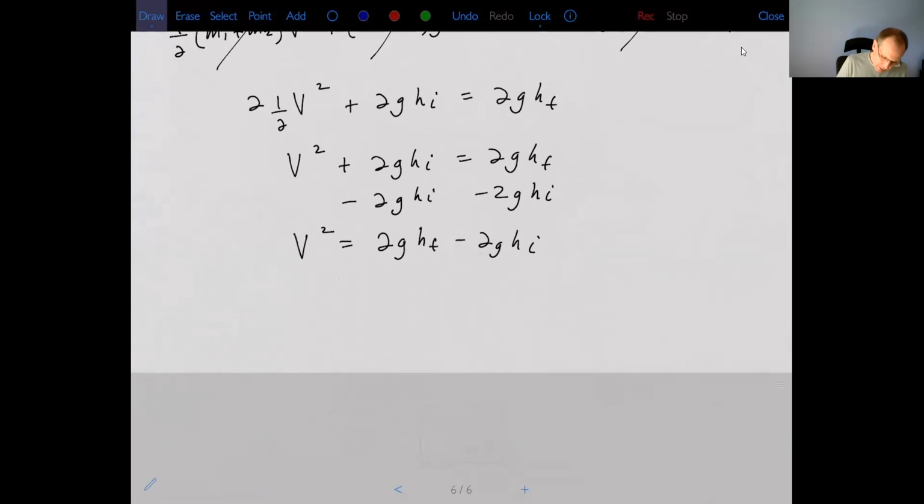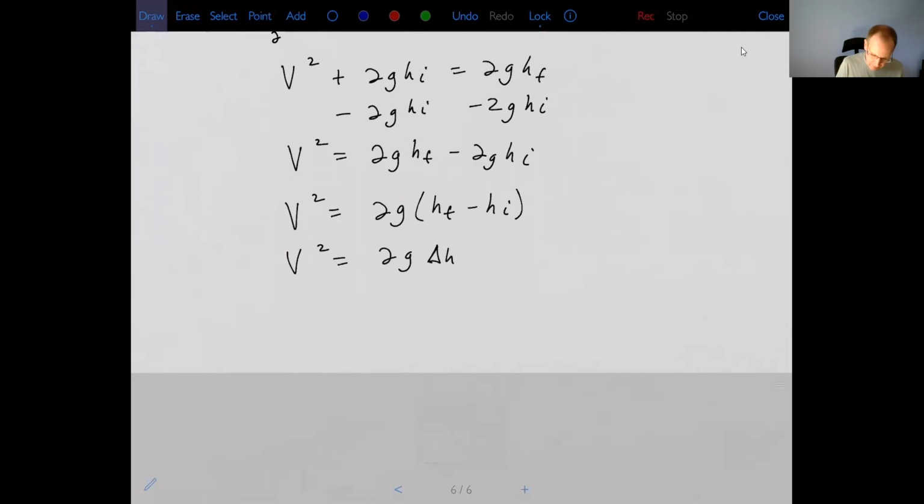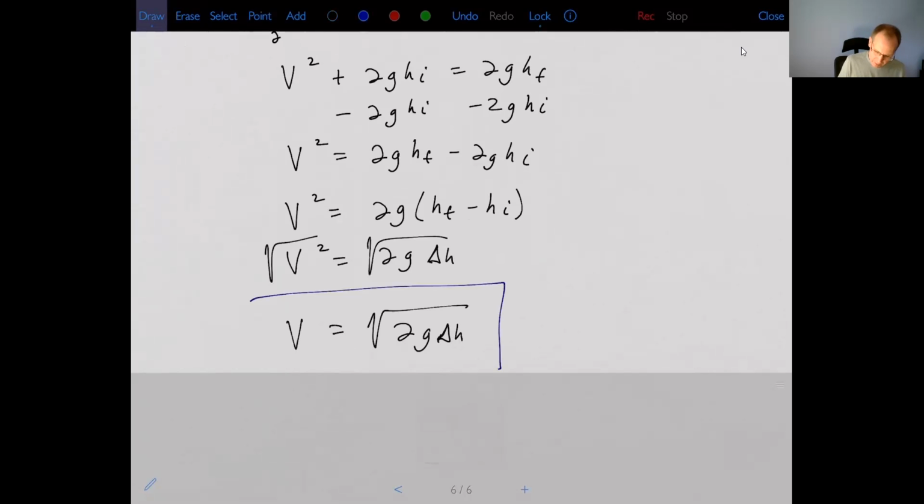I can factor out a 2g. So I'm left with h final minus h initial, but we called that delta h. So this is 2g delta h. And then finally, I can take the square root of both sides. It doesn't make sense to take the negative root, so I'm just going to take the positive root. So it should be the square root of 2g delta h. Okay, so that's like the second really important equation.